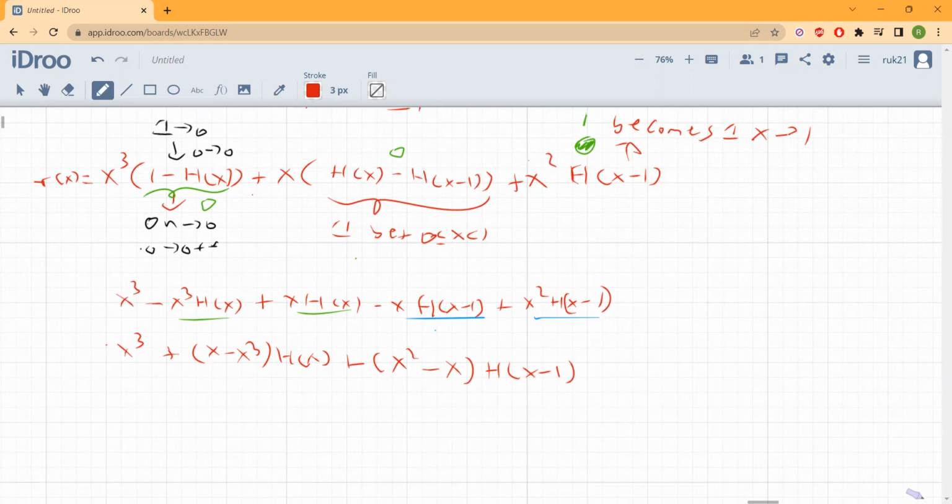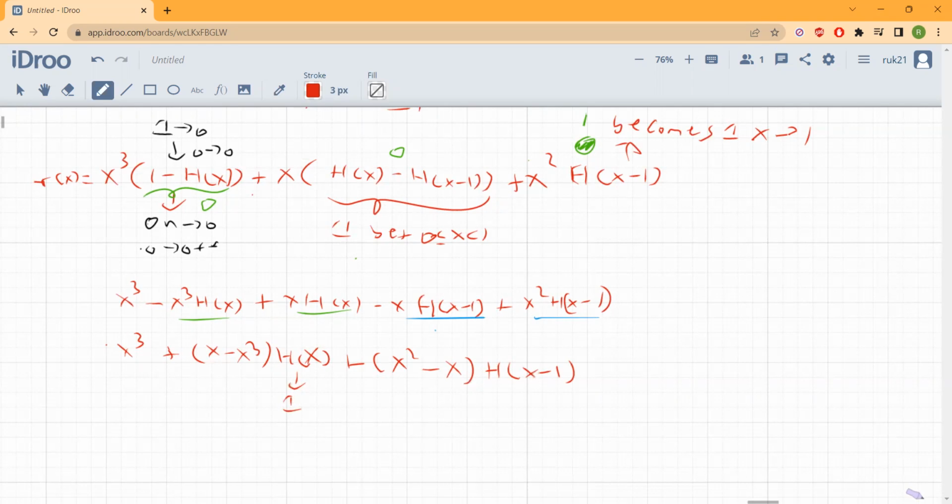So then what are we going to see? We're going to see that you're going to have x cubed. So x cubed is always going to be there. Then when this h of x becomes 1, because it's going to be 0 until x becomes greater than 0. So when x reaches 0, to be more exact, h of x over here is going to become 1. Before that, it's always going to be 0.